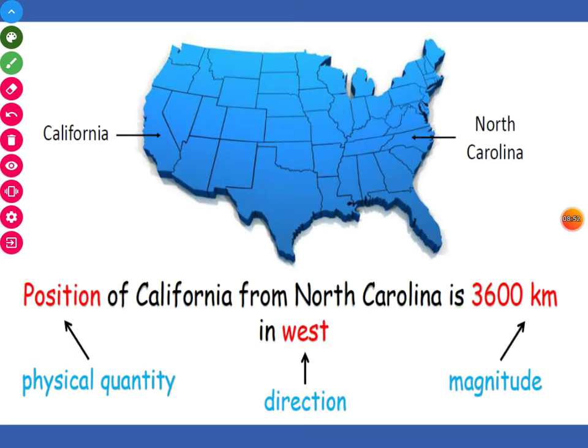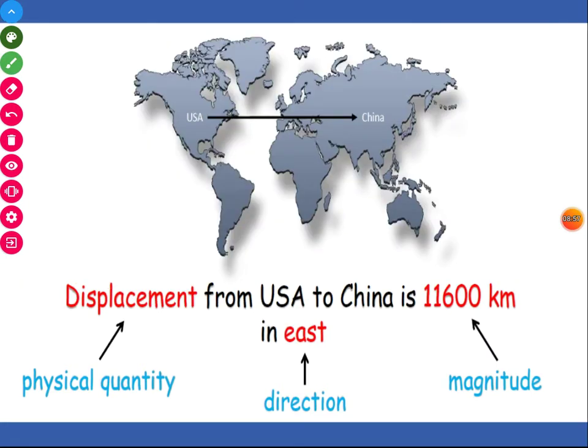Position is a vector quantity. So let's see some more examples. Displacement is another vector quantity. You can see the displacement from USA to China. Here you can see this is the USA and this is China, and the displacement is 11,600 kilometer in east. The displacement from USA to China is 11,600 kilometer in east toward this.